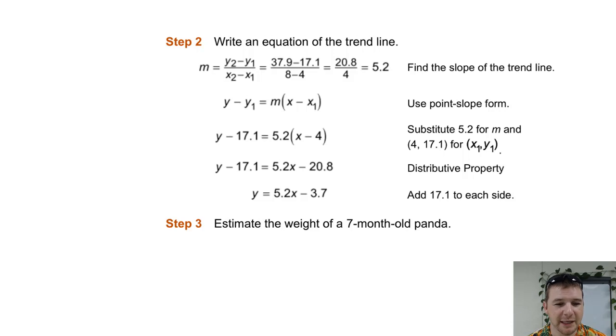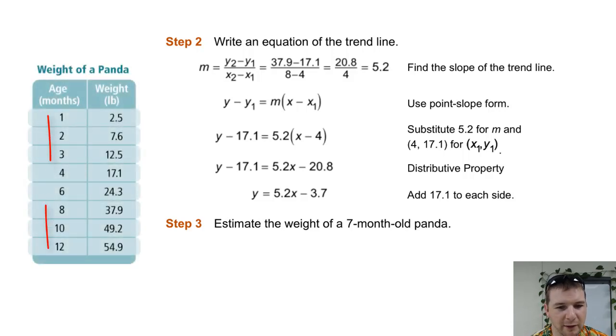Now that we have the equation, we can use the equation to predict the weight of a panda either using interpolation, which would be finding the weight of a panda between ages 1 and 12 months, or extrapolation, if we wanted to estimate or predict the weight of a panda outside of the age range 1 to 12 months. So step 3, we'll estimate the weight of a 7-month-old panda, which is within the range of our data.